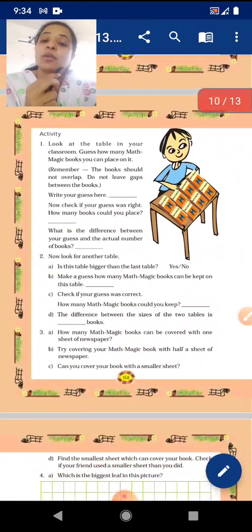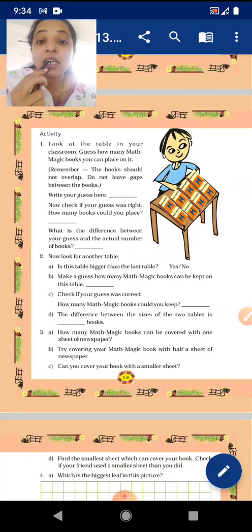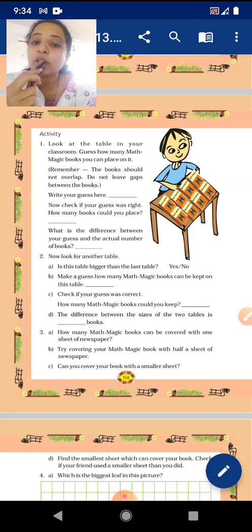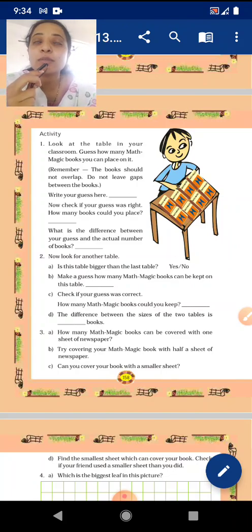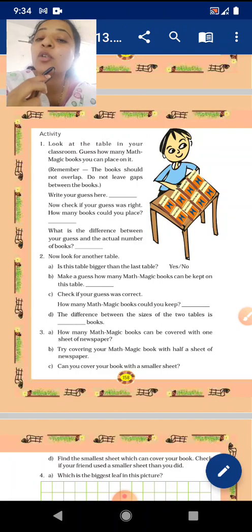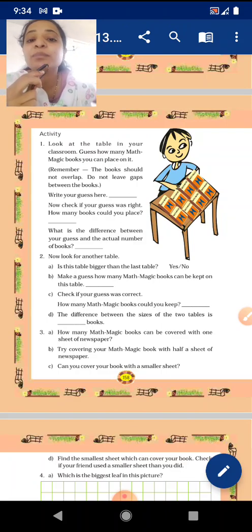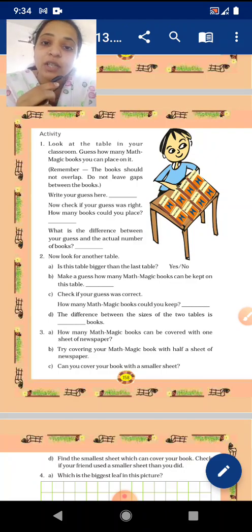So let's start from page number 158 and see, here again it's an activity type. In this activity you can do this activity at home. Let me explain it to you, and you should know by yourself by doing this activity at your home. Okay, so let's start the activity.